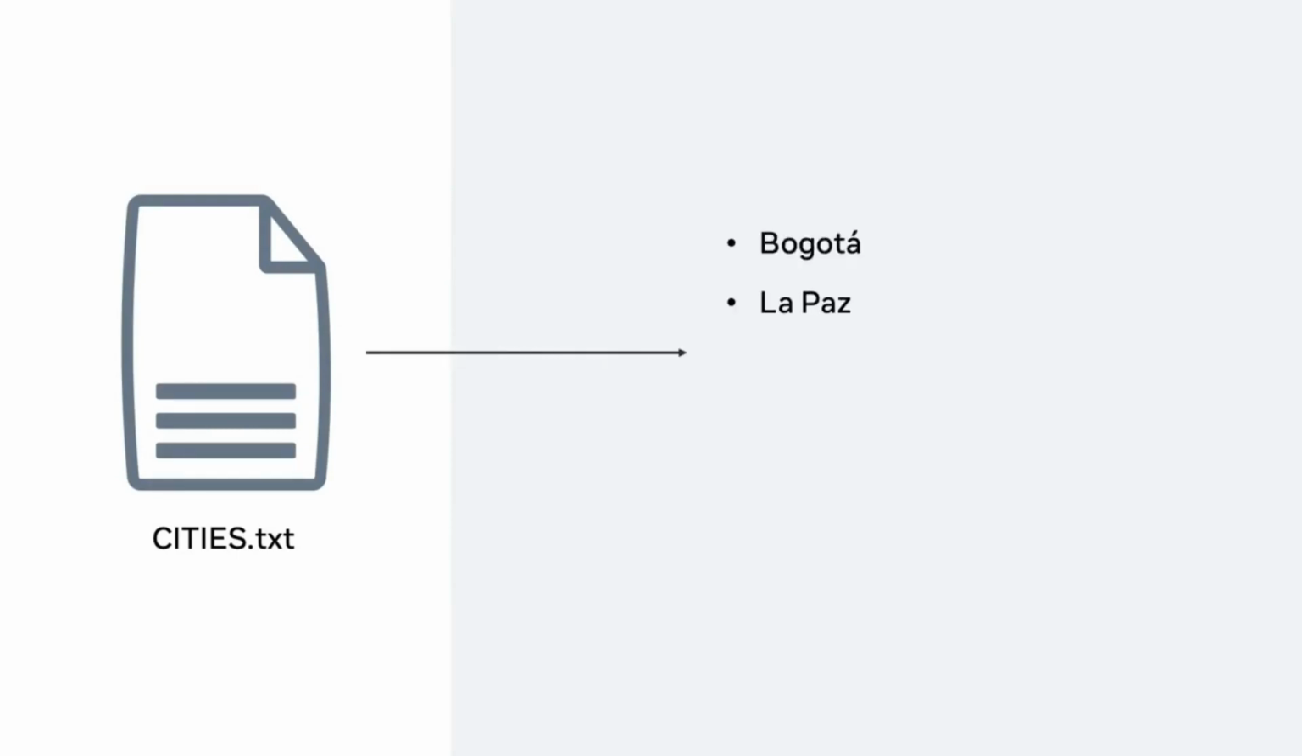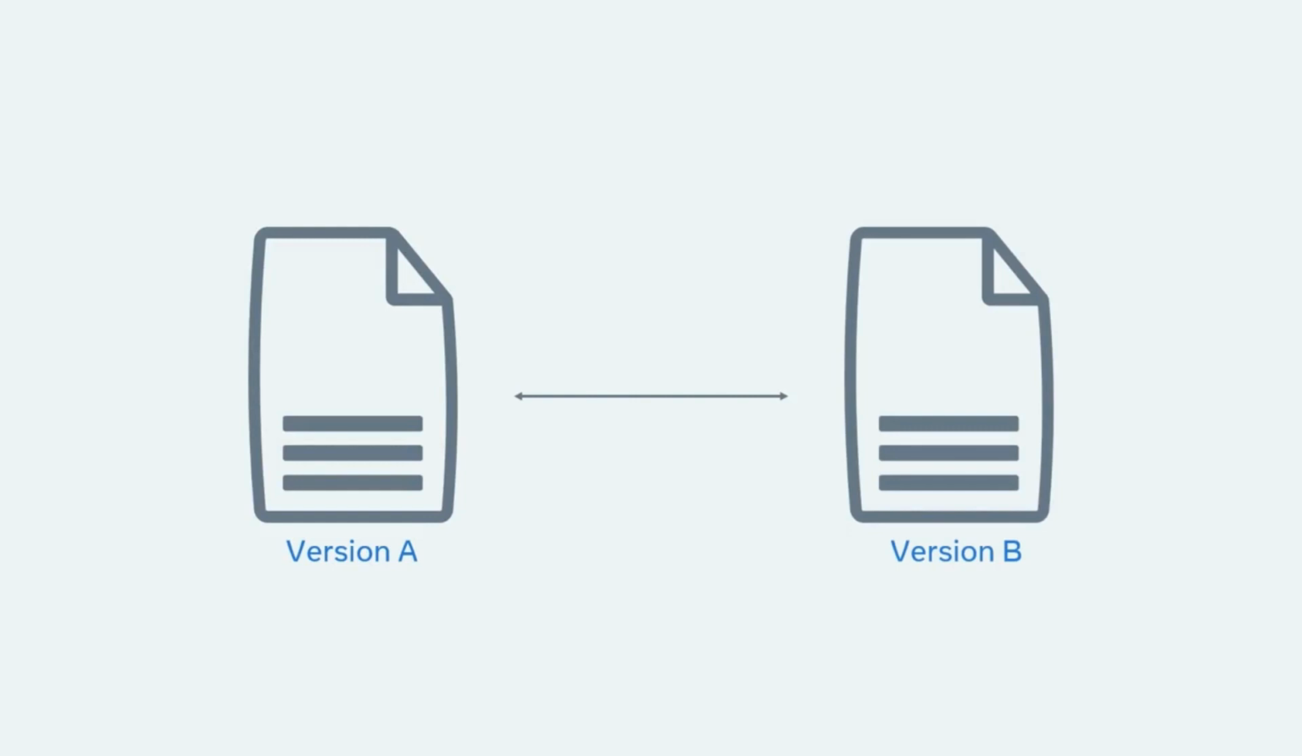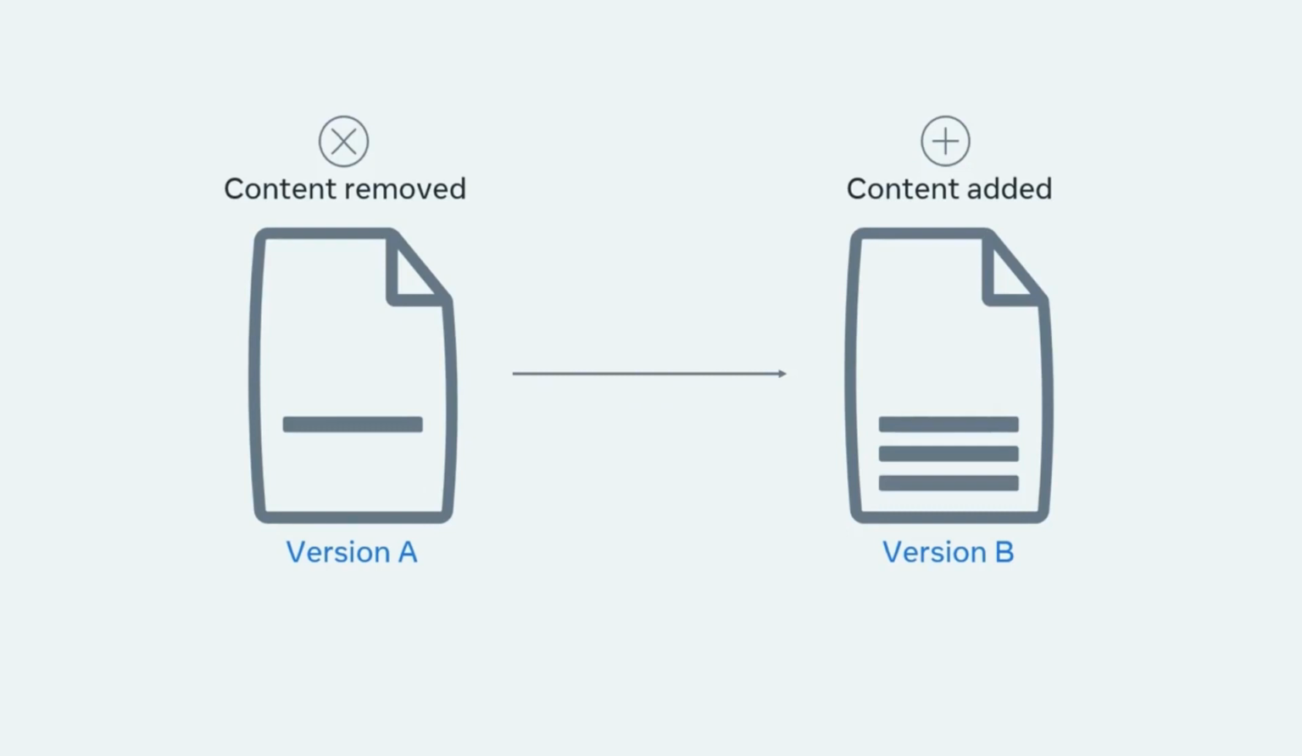To demonstrate, let's say you have a text file named cities.txt, which contains the names of cities you visited. You've been updating the list during a tour of South America, but upon returning home, you've lost track of what you've recorded. So, what can you do? Well, this is a situation where git diff makes itself useful. Git diff will compare the previous version of the file with your current one to find any differences. It will then tell you specifically what content has been removed as well as what content has been added to the file.